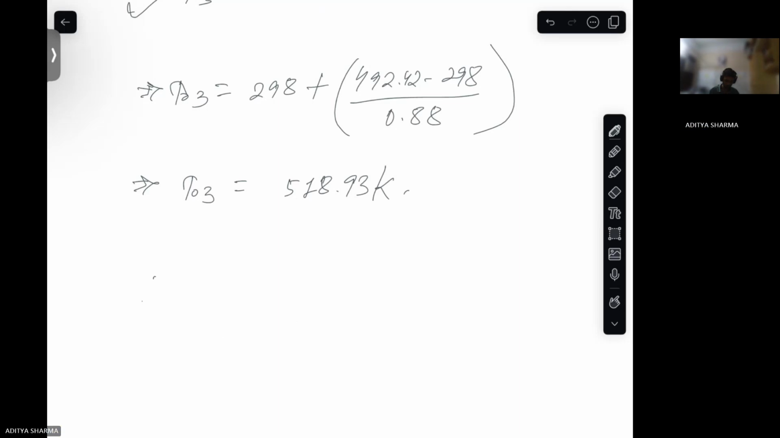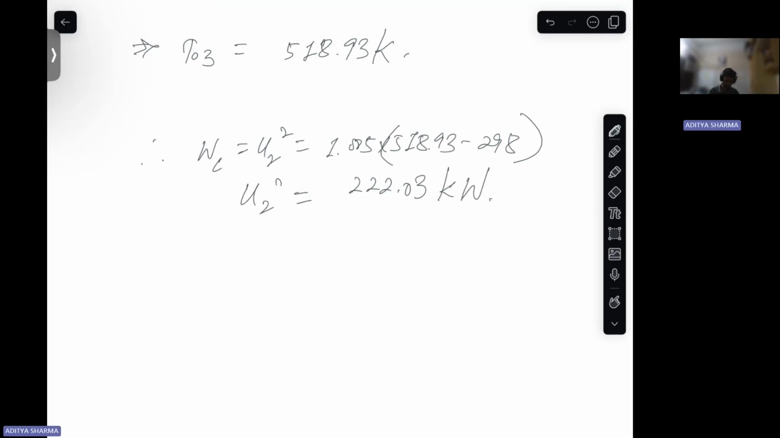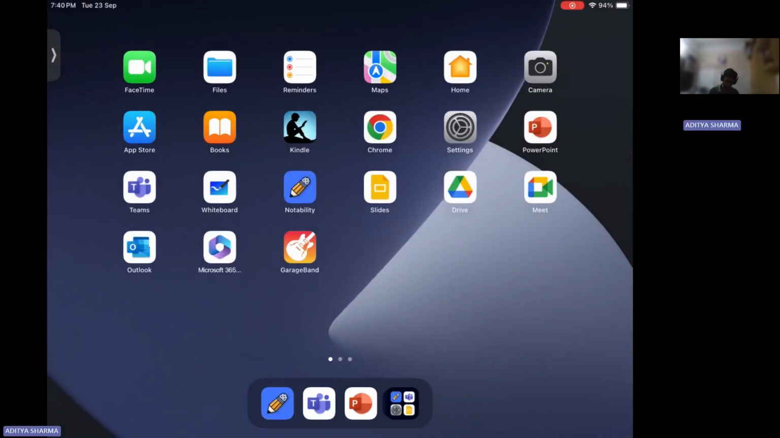So for WC equals to U2 square, this is 1.005 into 518.93 minus 298. So this has been taken for unit mass per rate, I believe. Okay. So if you work this out, this will come out to be 222.03 kilowatt. So this is the answer to this question.